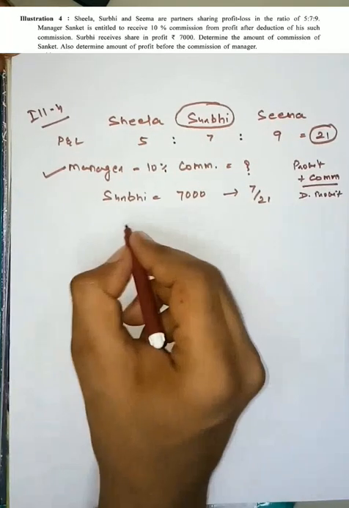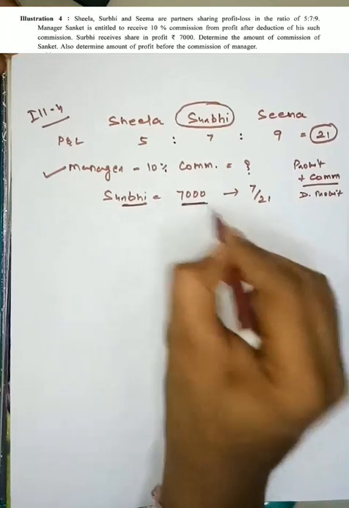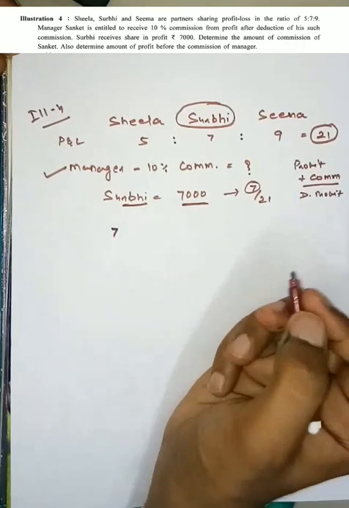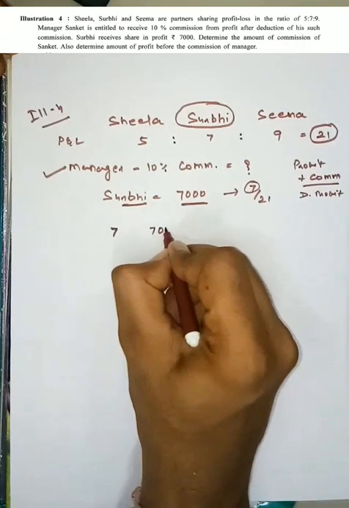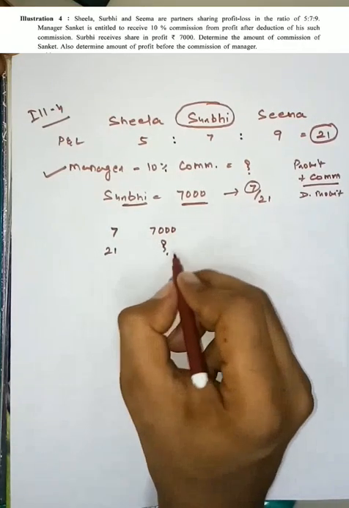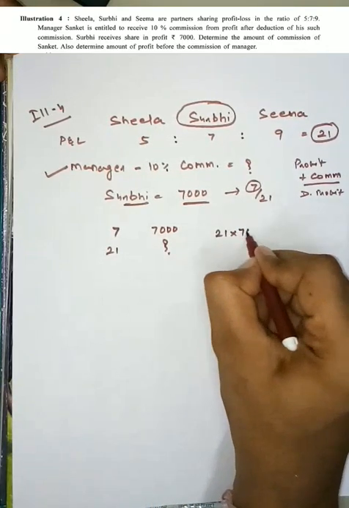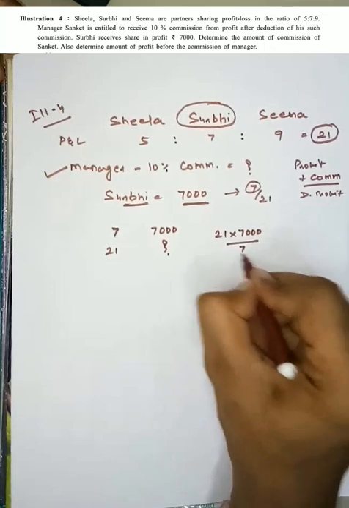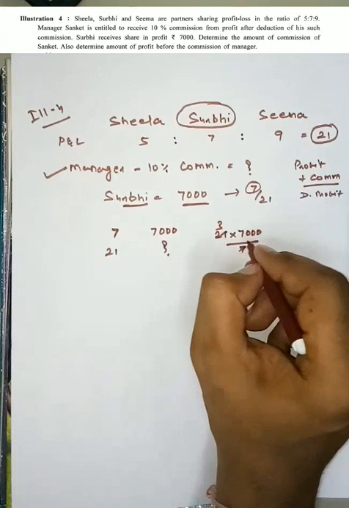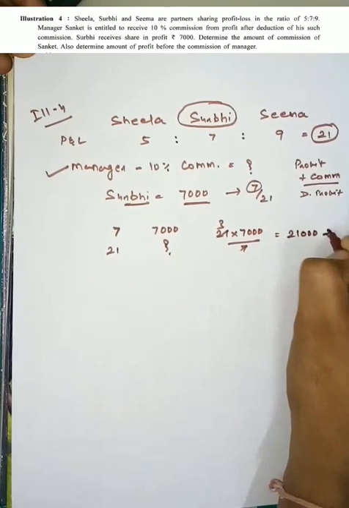First of all, the ratio of Surbhi is given. Now Surbhi is getting 7,000 on a rate of 7%. So on a share of 7, Surbhi is getting 7,000. So on a share of 21, what will be there? Just cross multiply: 21 multiplied by 7,000 divided by 7. 7 3s are 21, so 21,000 is the answer. So this is the first method.